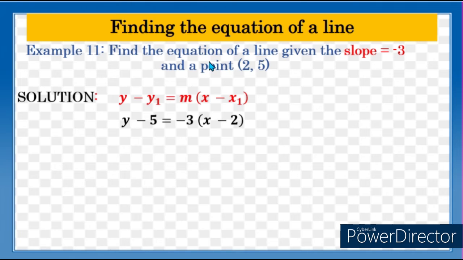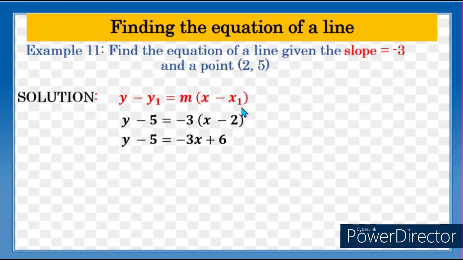Okay, so distribute po natin si negative 3 dito sa x minus 2. So we have y minus 5 is equal to negative 3x plus 6. Ma'am, paano po naging positive 6 yan? Negative 3 times negative 2. Negative times negative is equal to positive. Kaya po naging positive 6.